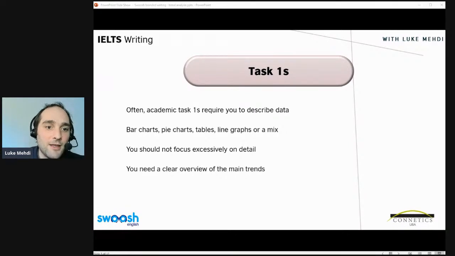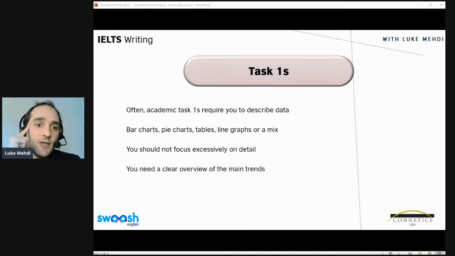So the combination of, for example, a bar chart with a table is actually probably slightly easier. The paragraphing is very obvious. You will probably put the bar chart in one paragraph, and in the other paragraph, you'll describe the table. And the individual tasks are usually not that detailed. So it's usually a bit easier if you have more than one task type mixed together.